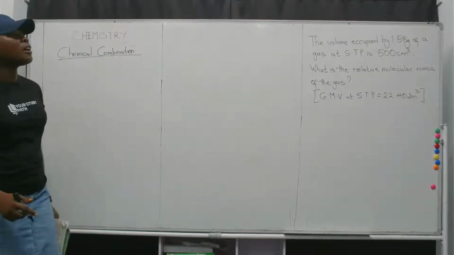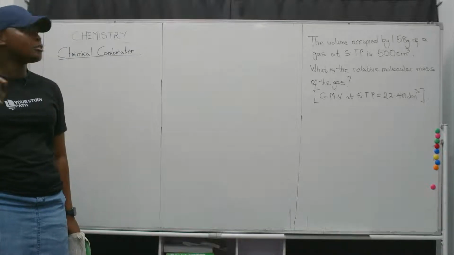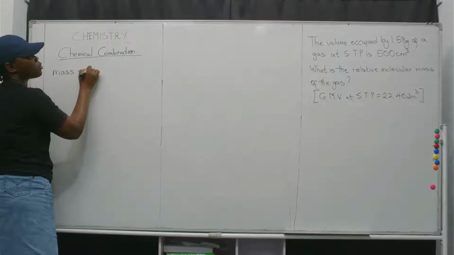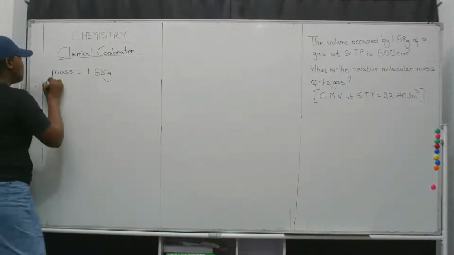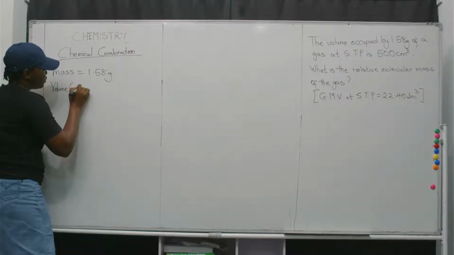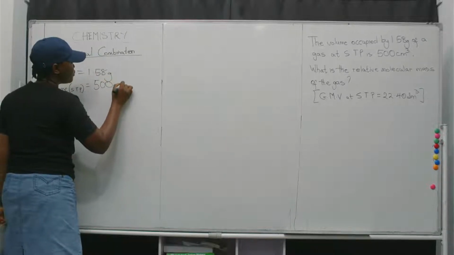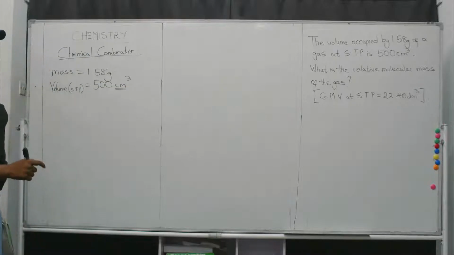The volume occupied by 1.58 gram of a gas at STP is 500 cm cube. So from here, we know that mass is equal to 1.58 gram. Volume at STP is equal to 500 cm cube, with emphasis on the unit cm cube. What is the relative molecular mass of the gas?